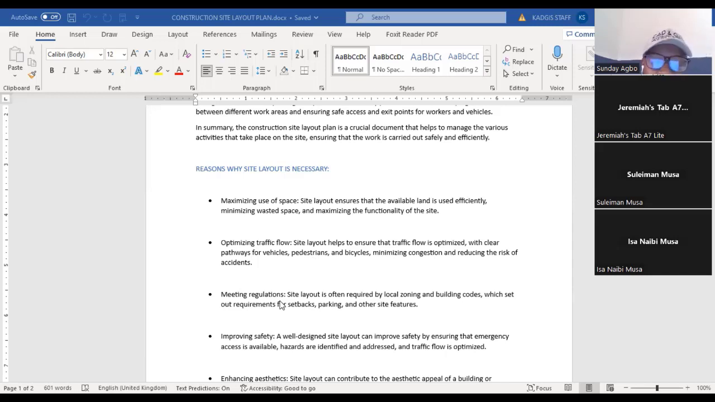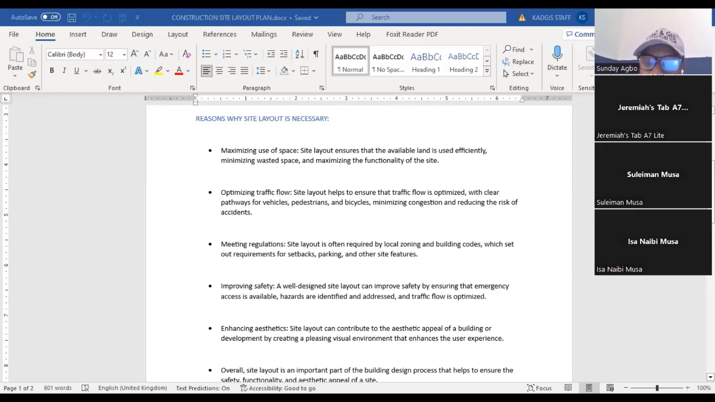Meeting regulations. Now, there are regulatory bodies or regulations that are required when you are dealing with a project, possibly a well-recognized project or a government project. You are required to produce what they call a building document, okay? Now, the building document requires some of those things: your site layout, your safety measures, you understand, all those are different building documents that you actually need to produce. So for regulations, you need to produce a site plan.